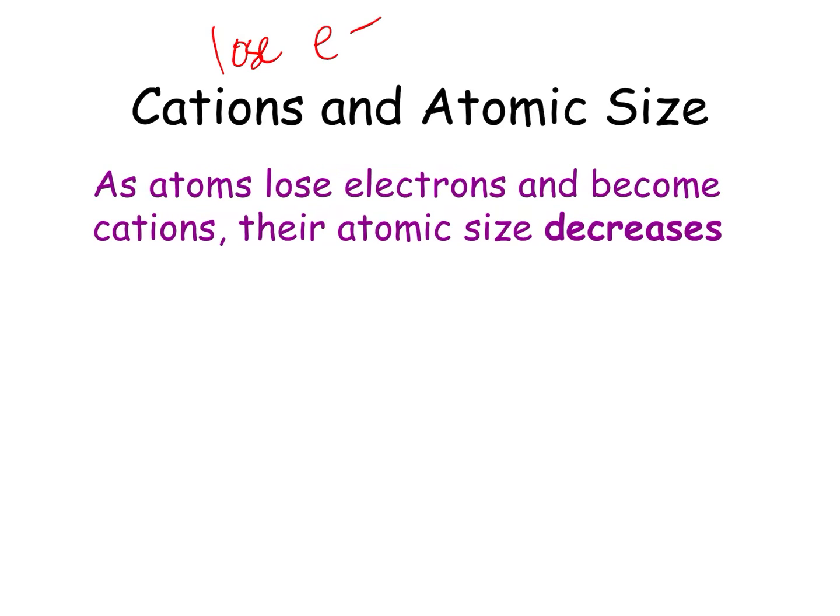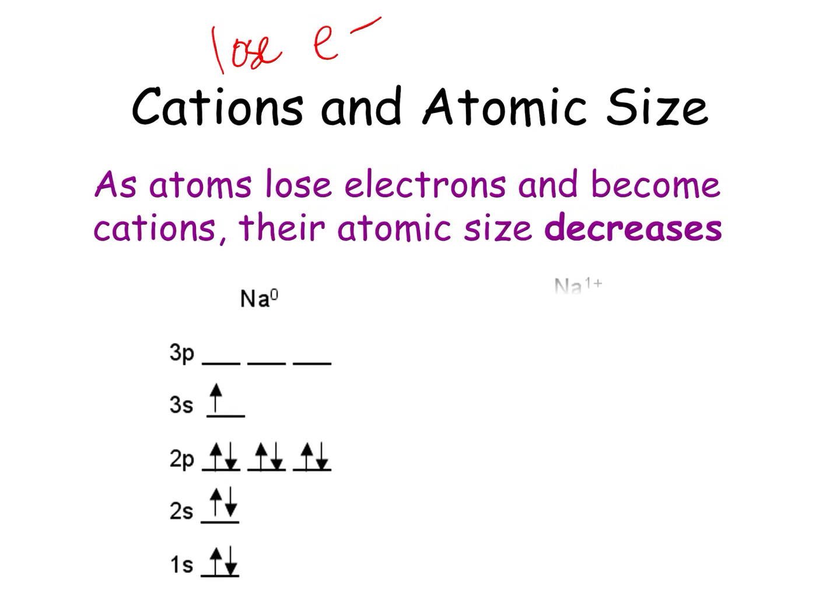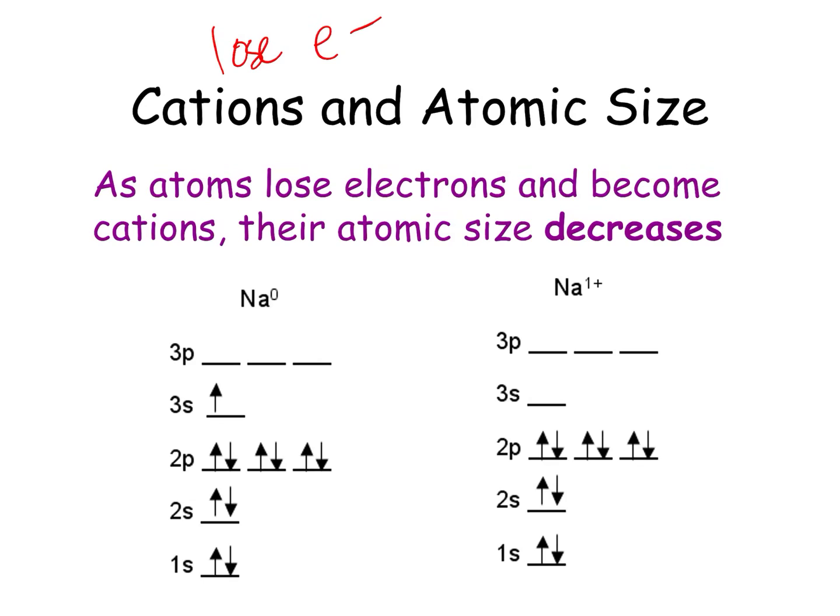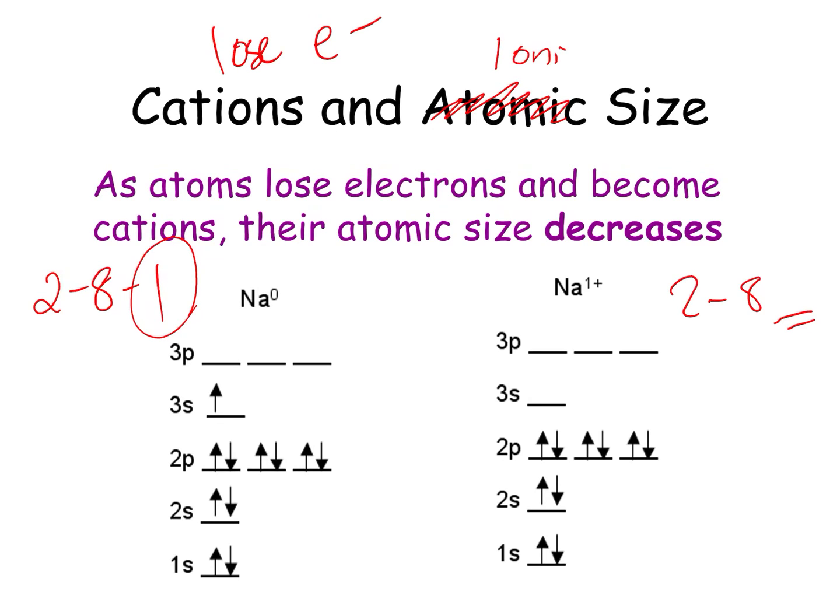When atoms lose their electrons and become cations, their size decreases. You could also talk about it with electron configurations. Sodium is 2-8-1, so 3 energy levels. When you lose that last electron, you're just 2-8. So there's a whole extra energy level that is gone when you become a cation. So when you lose electrons, your size gets smaller. And actually, it's not really atomic size, it would be called ionic size.